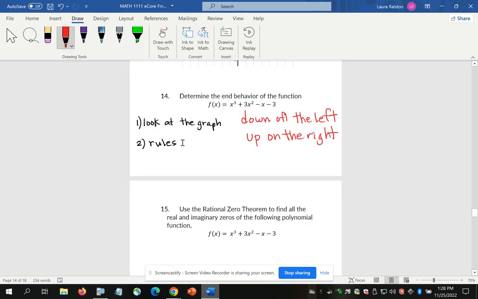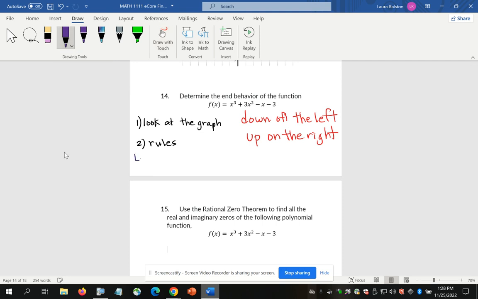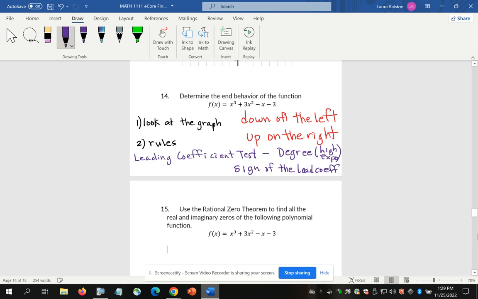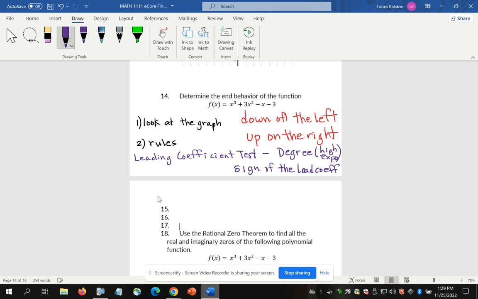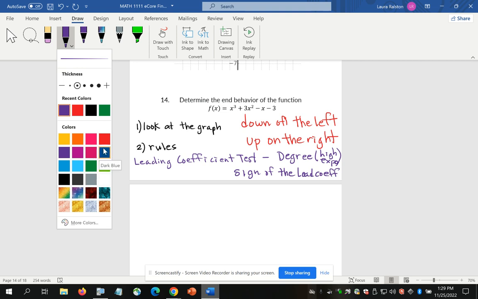Okay. Now you can remember the rules. Remember, this is the leading coefficient test. Okay, if you want to go by the rules, but quite honestly, I would use the graph. It is the leading coefficient test, and you have to consider the degree, which is your highest exponent, and the sign of that lead coefficient. And when you do that, there are 4 options. I'll outline them for you here in case you want to have them for the test.